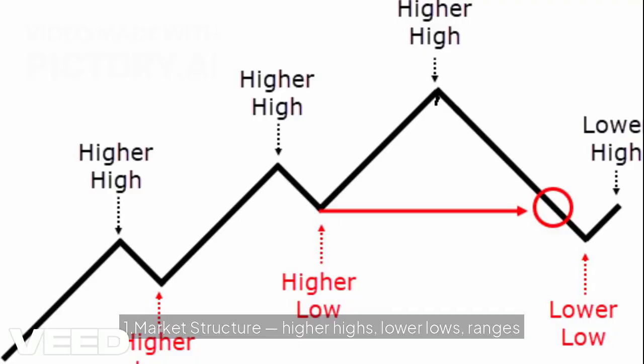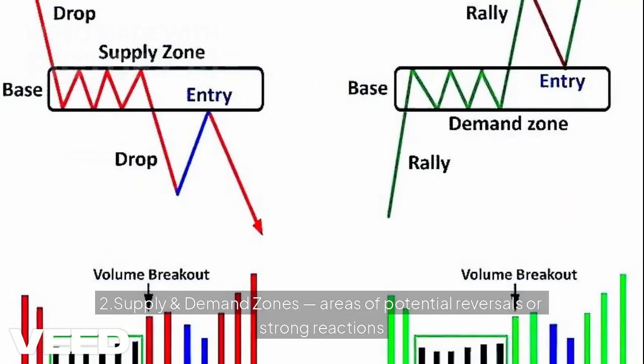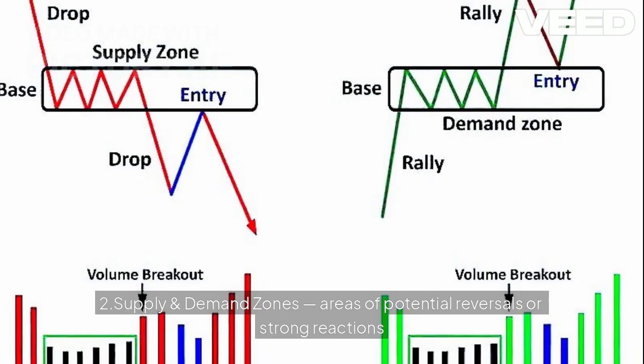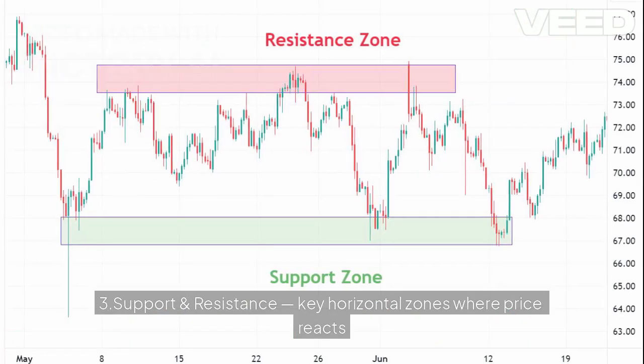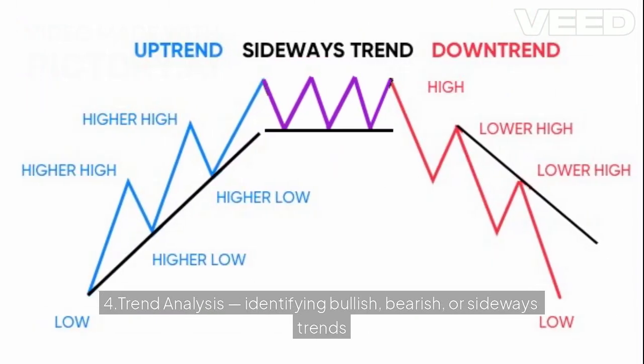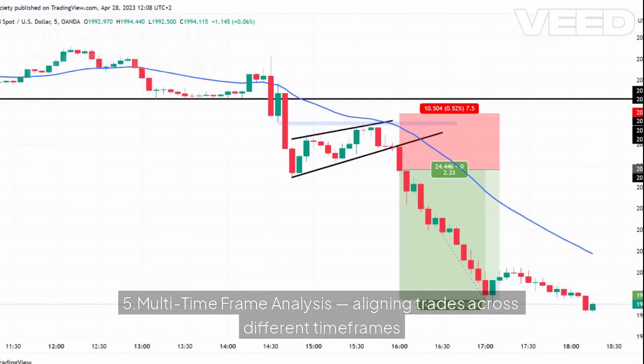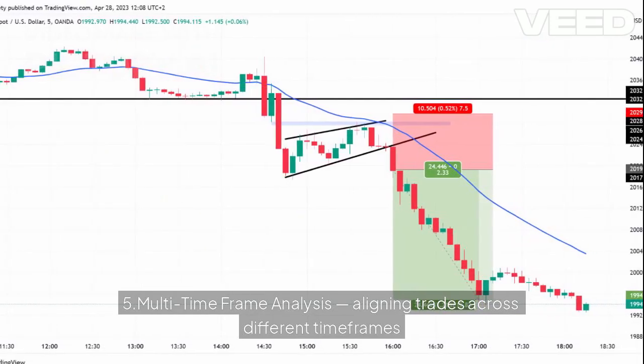It's all about: 1. Market structure, higher highs, lower lows, ranges. 2. Supply and demand zones, areas of potential reversals or strong reactions. 3. Support and resistance, key horizontal zones where price reacts. 4. Trend analysis, identifying bullish, bearish, or sideways trends. 5. Multi-time frame analysis, aligning trades across different time frames.